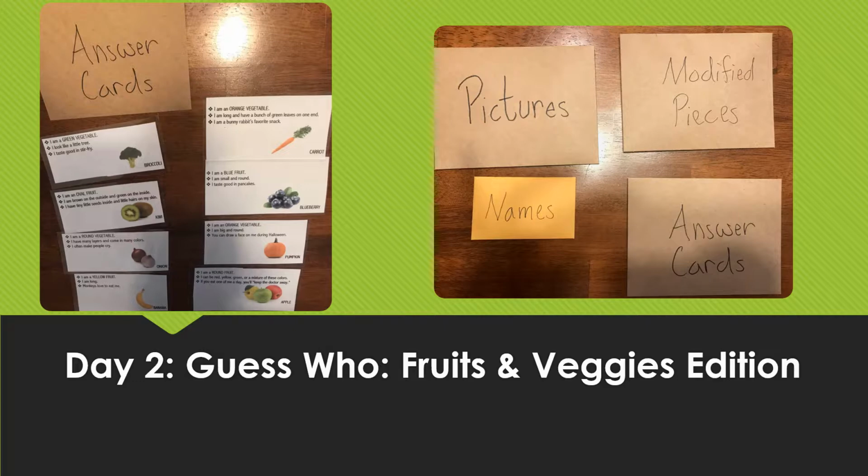And either the teacher or the student can use these to assess their knowledge. So what they do is it just has the riddle listed, and then over to the right or underneath, it has the correct picture and name of the fruit or vegetable that goes with that riddle.